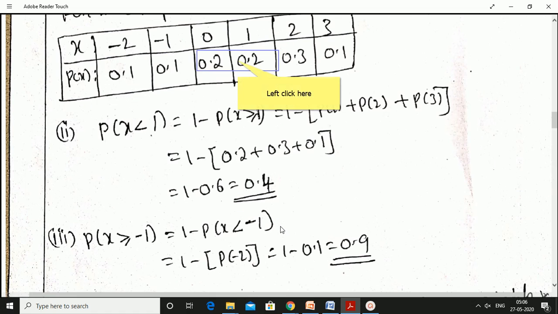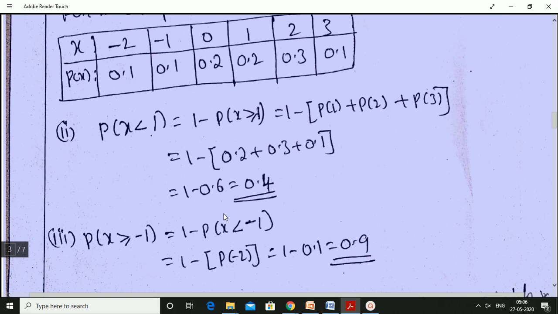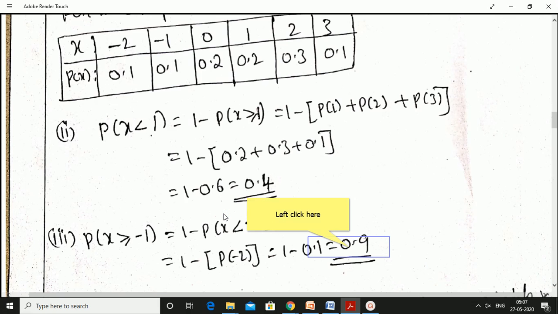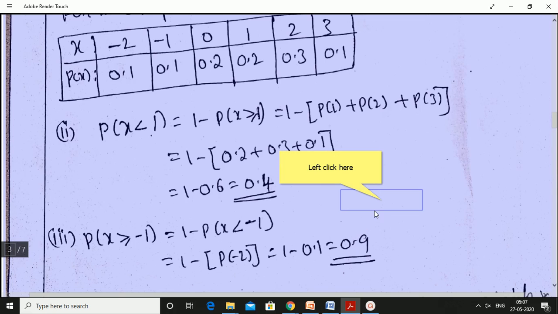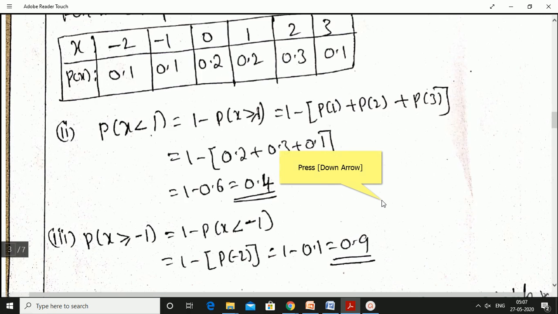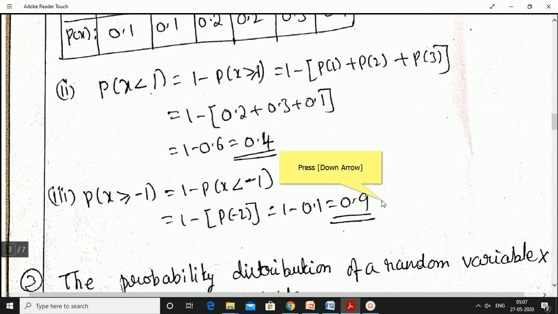Okay. Now the probability of x greater than or equal to minus 1. Which are the values greater than or equal to minus 1? Minus 1, 0, 1, 2, 3. Instead of adding all these values, I have written it the complement way: 1 minus the probability of x less than minus 1. The value less than minus 1 is minus 2. So 1 minus P of minus 2, where P of minus 2 is 0.1. 1 minus 0.1 is 0.9. Okay, I hope you understand this.